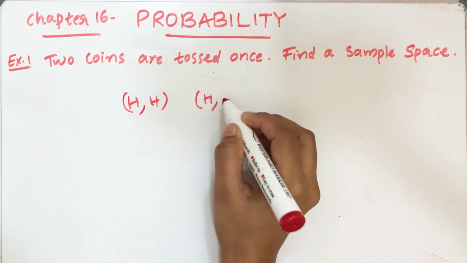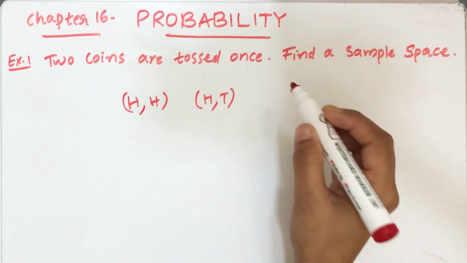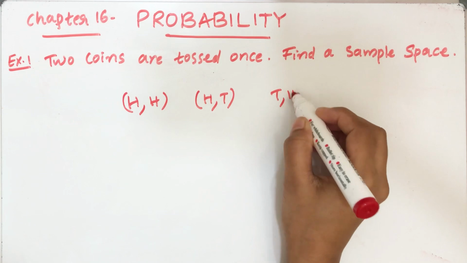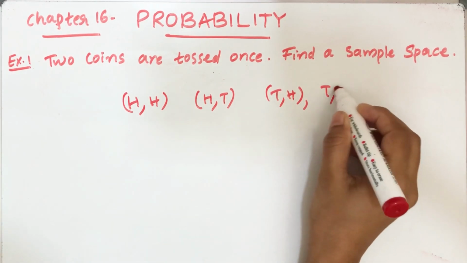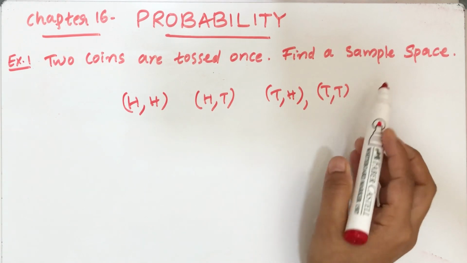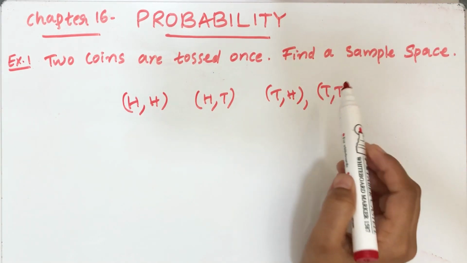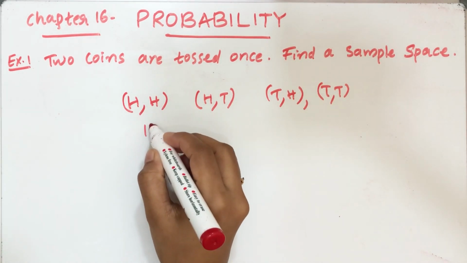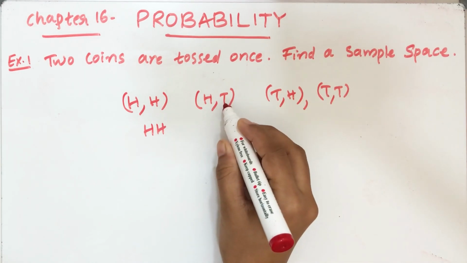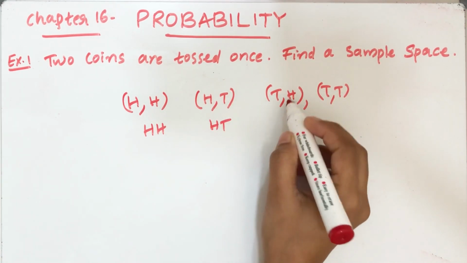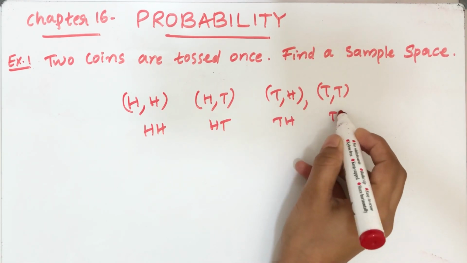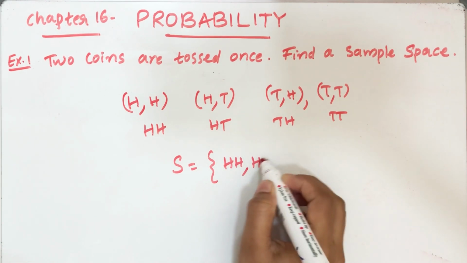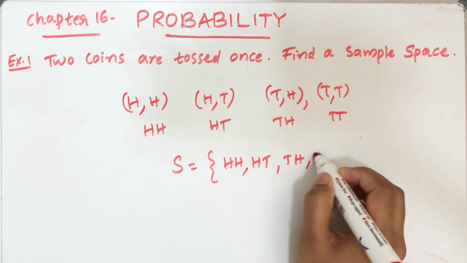That is, first coin head and second coin tail. Like that, the first coin may show tail and the second coin again has two possibilities: head or tail. So these are the outcomes of this experiment. We can write the sample space as the set of all these outcomes. Instead of (H, H), we can write HH, and instead of (H, T), we can write HT, and similarly TH and TT. So sample space S is equal to {HH, HT, TH, TT}.